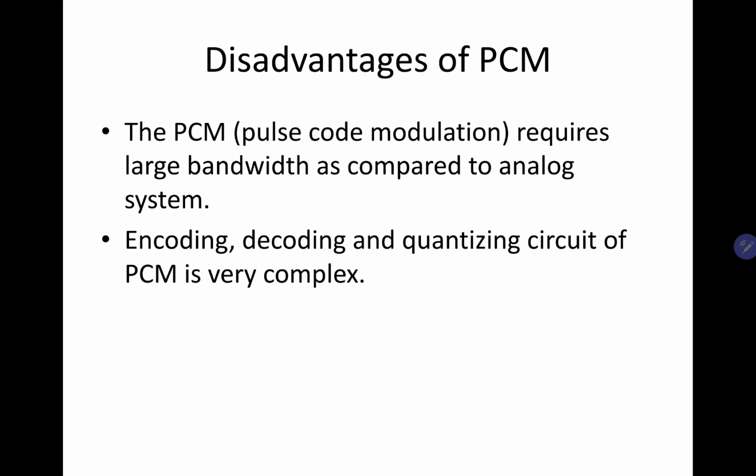The disadvantage of pulse code modulation is that PCM requires large bandwidth as compared to an analog system. So why do we call it a disadvantage? Because remember, the more bandwidth required, the fewer channels we can accommodate in the given bandwidth. Another disadvantage is that the encoding, decoding, and quantization circuits of PCM are very complex.